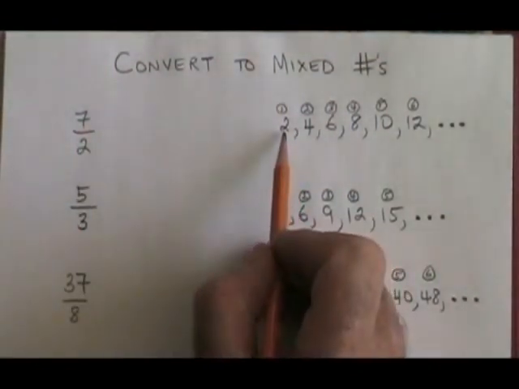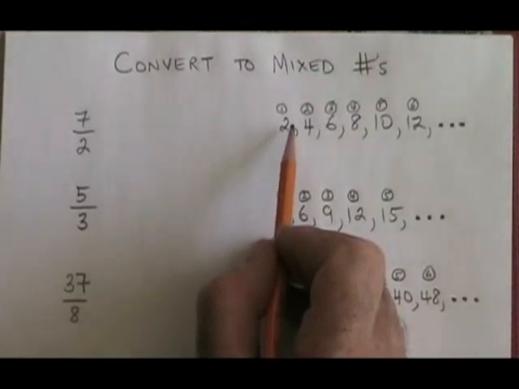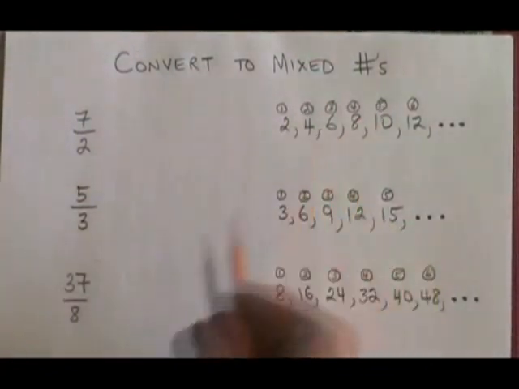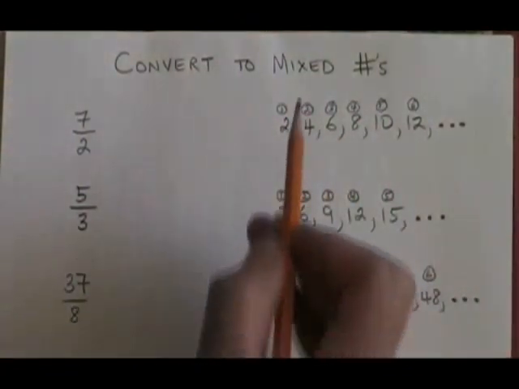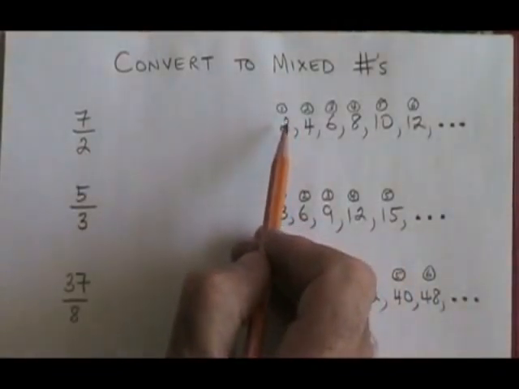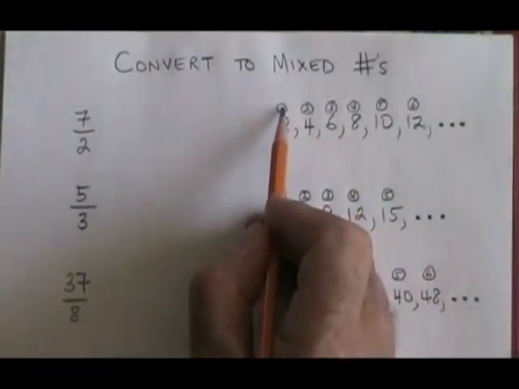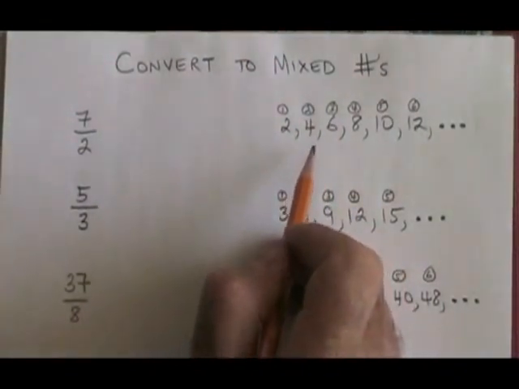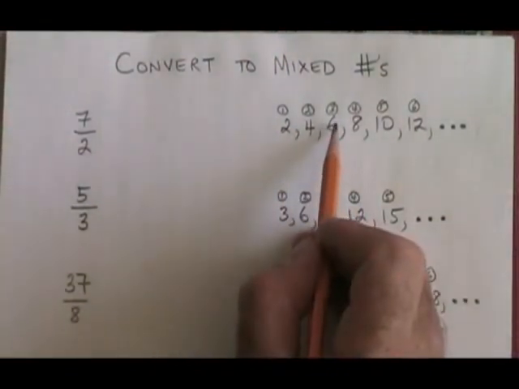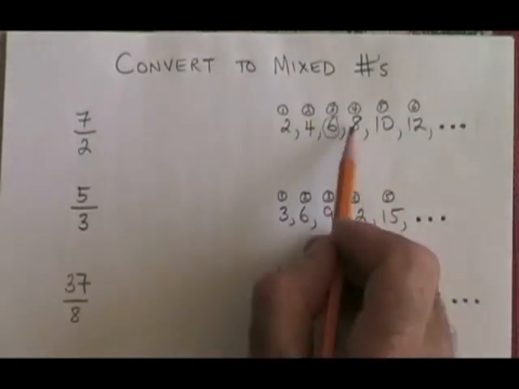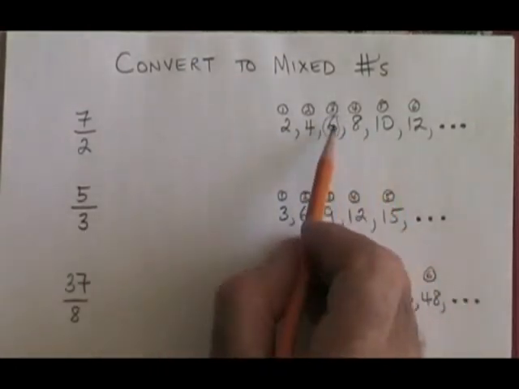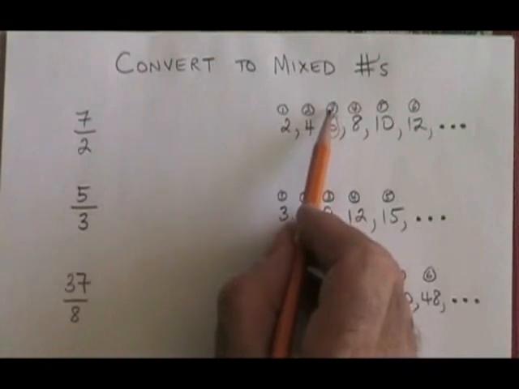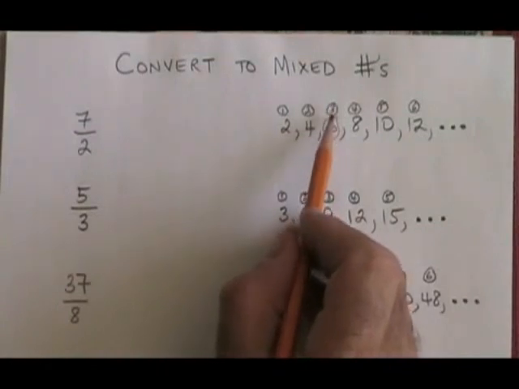So over here I've written the multiples of 2. And on top I gave numbers to show how many times 2 has to be multiplied by the number in order to get that multiple. So 1 times 2 is 2, 2 times 2 is 4, 3 times 2 is 6, etc. The biggest number that fits inside of 7 is this 6. The 8 is too big. So that 6 is gotten by multiplying 2 by 3.